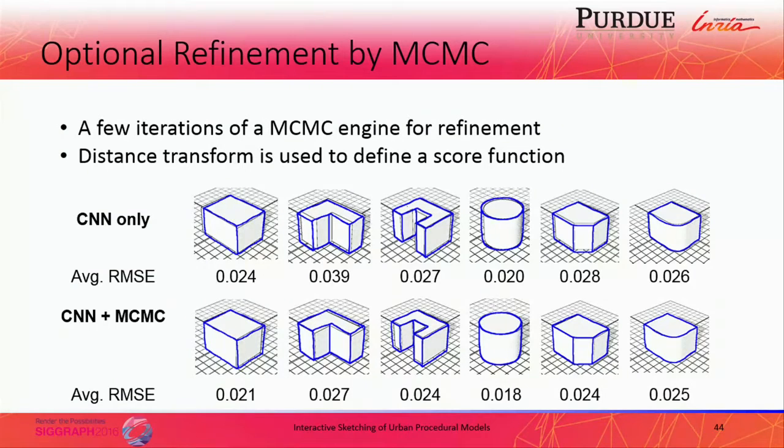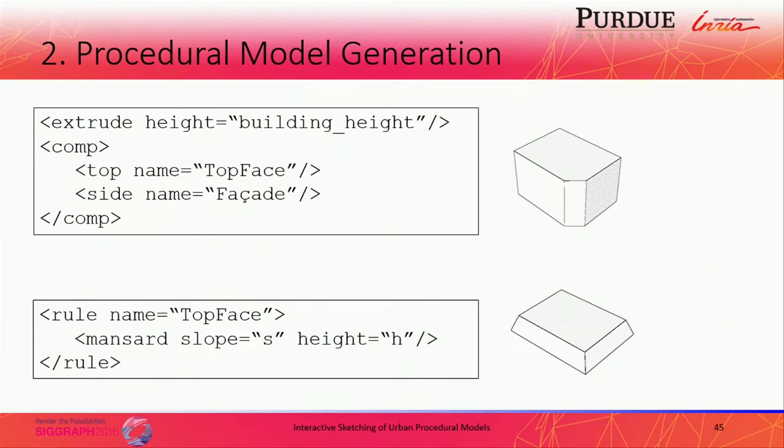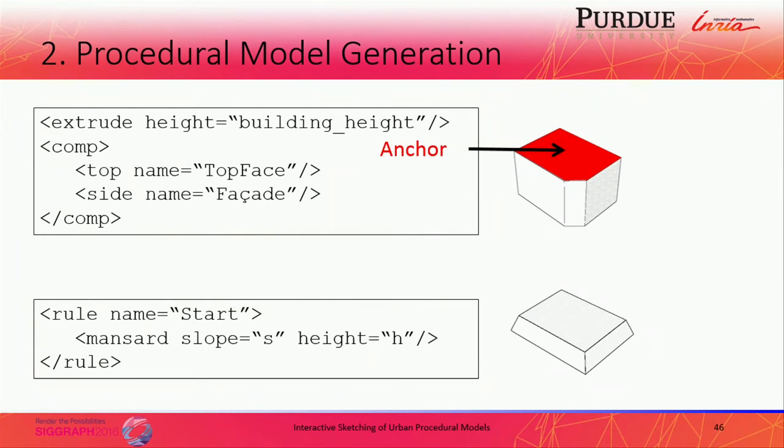Once the snippet is selected, it is merged into the already generated grammar. Since the user selects the anchor region for the next sketch, the corresponding non-terminal is identified, which is top face in this example. And the name of the axiom of the selected snippet is changed to the selected non-terminal. As a result, the selected snippet is applied to the anchor region.